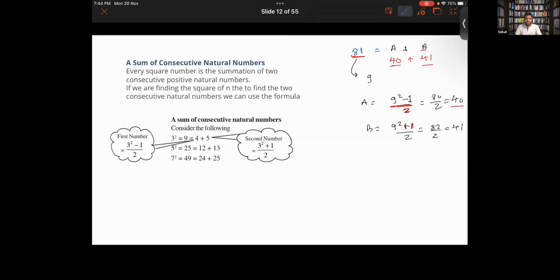Can we just find the first number and then add 1 to it? We can do that for smaller numbers, but if you were to have bigger numbers, then you might have difficulty. In fact, we can do it. For example, if I were to see 36, 6 squared minus 1 over 2. We can do that for this one as well, right?